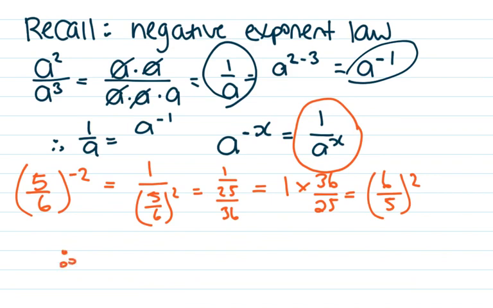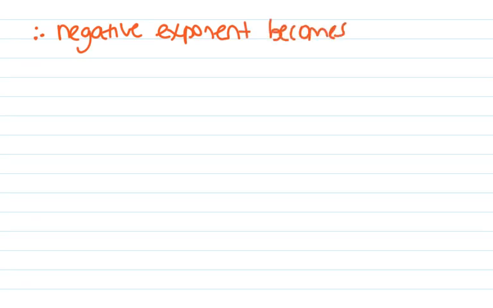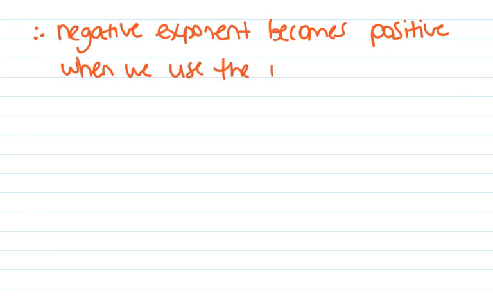So therefore, the rule is a over b to the power of negative x equals b over a to the power of positive x. So a negative exponent becomes positive when we use the reciprocal. This is important for this lesson today.